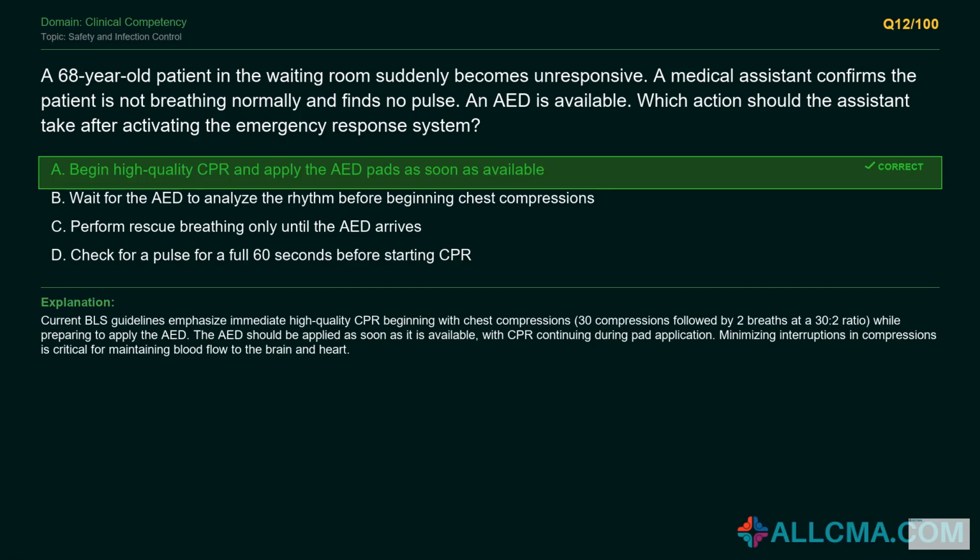Current BLS guidelines emphasize immediate high-quality CPR beginning with chest compressions, 30 compressions followed by 2 breaths at a 30-to-2 ratio, while preparing to apply the AED. The AED should be applied as soon as it is available, with CPR continuing during pad application. Minimizing interruptions in compressions is critical for maintaining blood flow to the brain and heart.